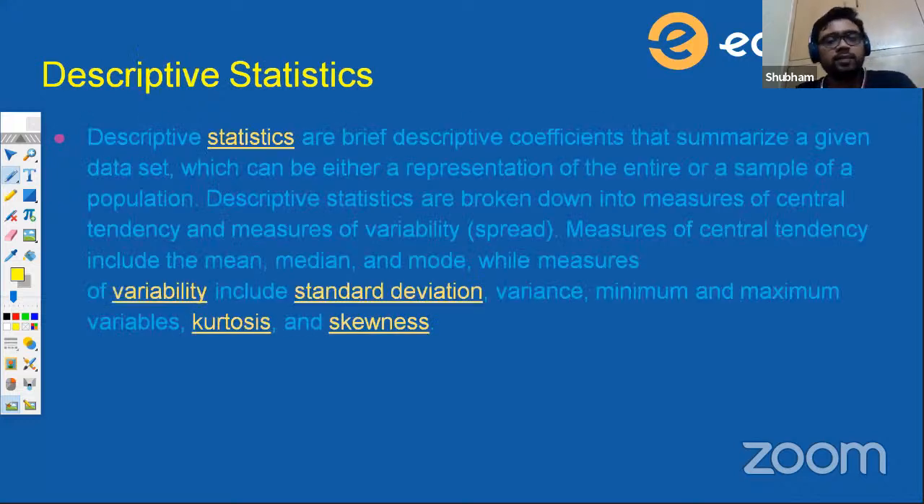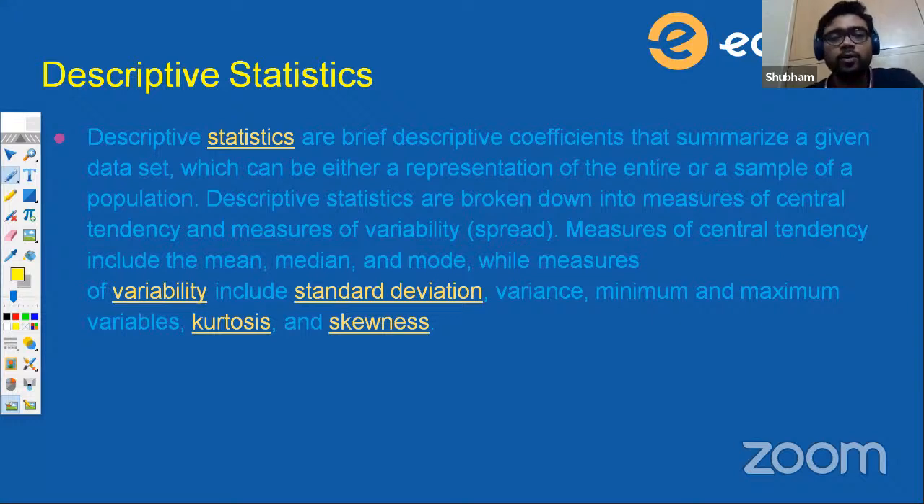See, descriptive statistics, in simple language, is a measure with which we try to understand the data better. The different measures that we use in descriptive statistics, as you can see here, are mean, median, mode, standard deviation, variance, skewness, and kurtosis. These are the different measures that we use in order to understand the data better. This is what we call descriptive statistics.